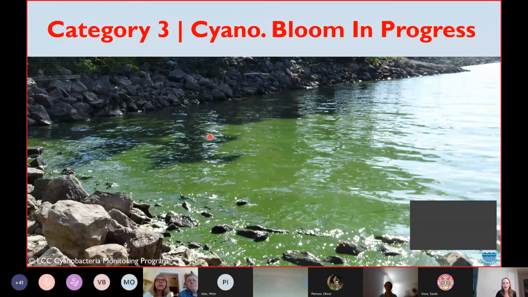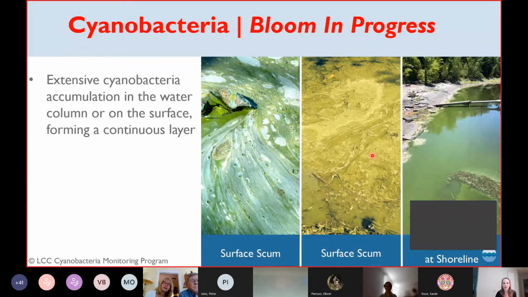This is pea soup green, classic color, but it doesn't always present that way. This is one that's easy to call because it looks like a paint spill, it's got that density, and the colors here are more representative of that green continuing. So this is also, all these are high alert blooms in progress.